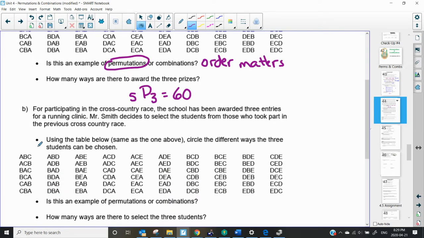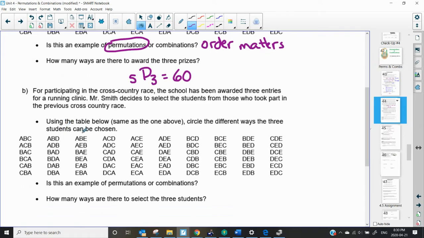Now, a different way to look at this question. We still have the same runners running the race, but for participating in the cross-country race, the school has been awarded 3 entries for a running clinic. And Mr. Smith decides that he's going to select those students from those who took part in the previous cross-country race. So we've still got the same chart here, but this time he's just selecting 3 students to go to the clinic. It doesn't matter what order he selects them, it just matters that they're going in that group.